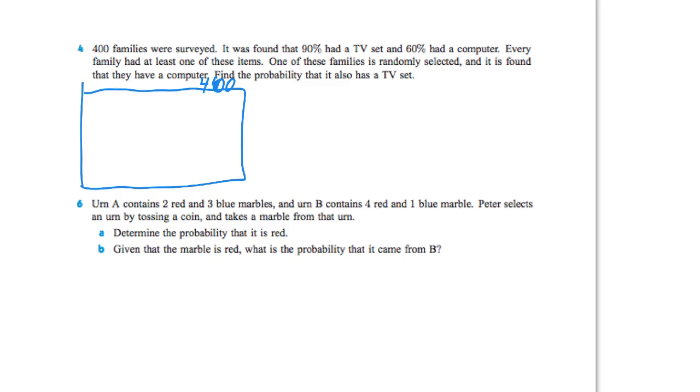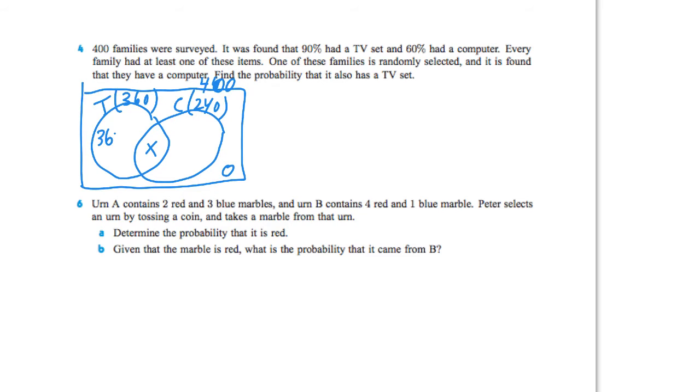So I'm going to draw a Venn of 400 families. Okay, 90% have a TV, so that's T 360, because 90% of 400 is 360. 60% have a computer, so that's C 240, because that's 60% of 400. And every family had at least one. All right, so that means zeros out here. So let's solve for the regions here.